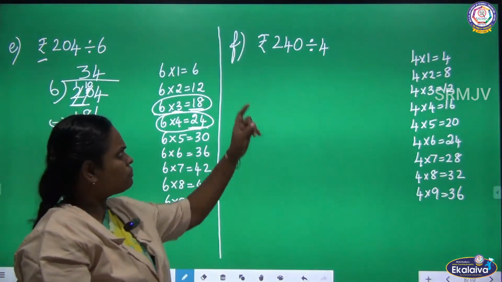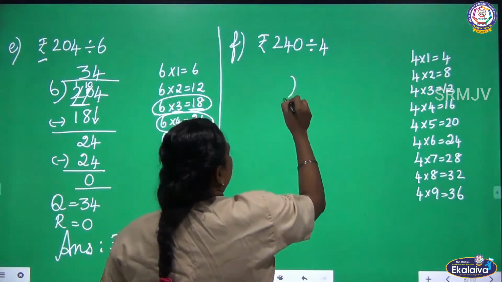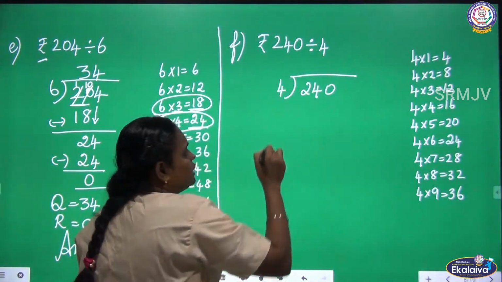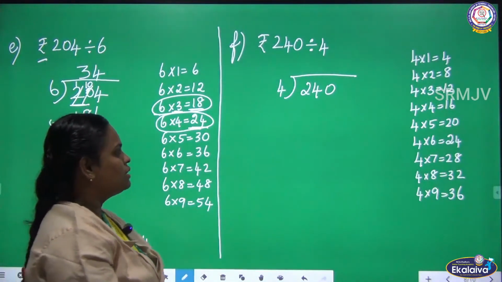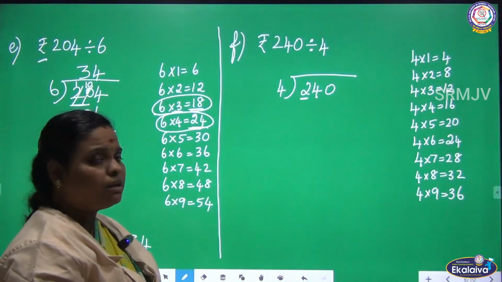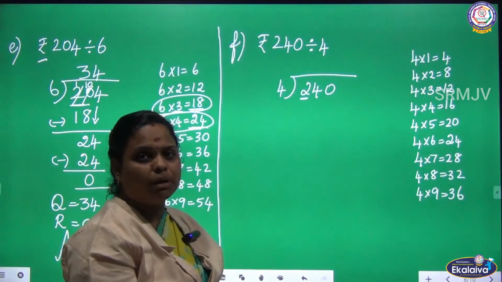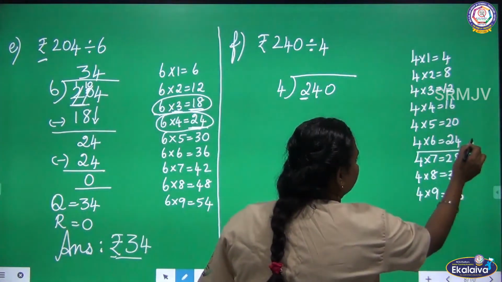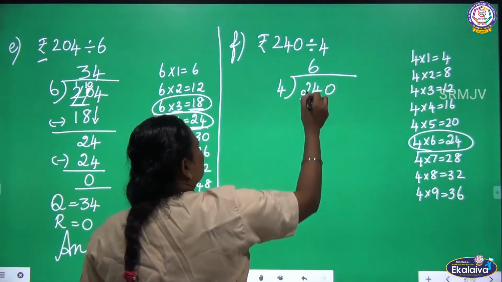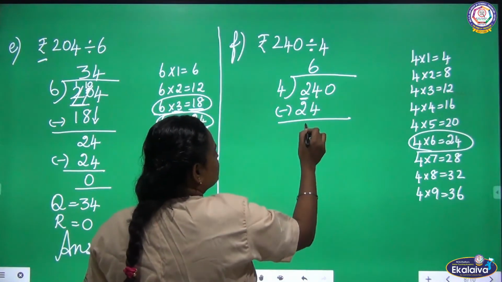Next one, rupees 240 divided by 4. So we are going to divide it by 4. 240 is the dividend, 4 is the divisor. Let us check the first digit. It is less than the divisor. So we will take 24. How many times 24, children, in the 4 table? 6 times. So you can write 4 6s are 24. So 24 minus 24 is 0.